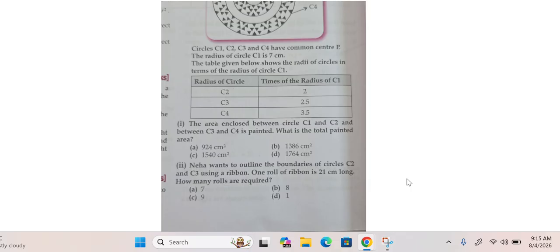Ma'am, are there other questions for this one? Yeah. Ma'am, can you show the figure? Everybody done? No, ma'am, can you show?